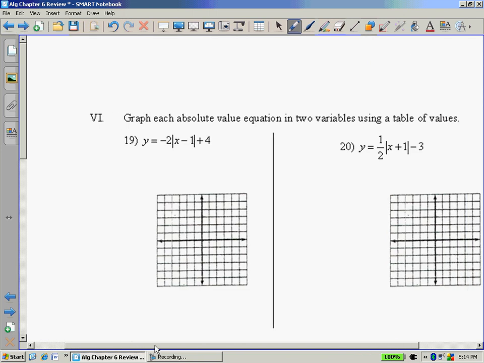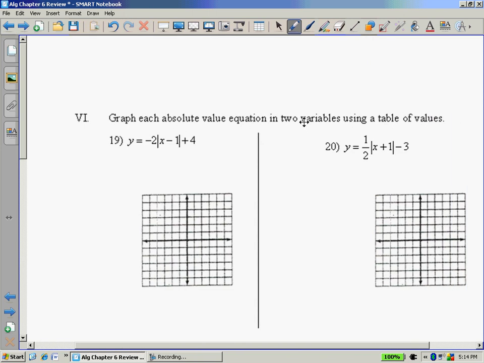Okay, number 19. Graph each absolute value equation in two variables using a table of values. Now we could do it without the shortcut. We could do it with the shortcut, excuse me, but we need to use the table of values. So I'm going to go ahead and make my table of values. We start by setting x minus 1 equal to 0. Add 1 to both sides. X equals 1. That's the x coordinate of the vertex.